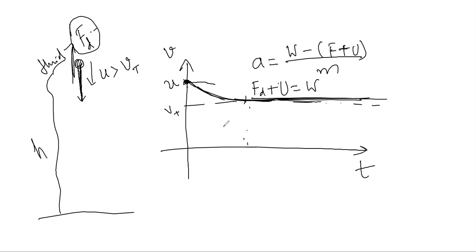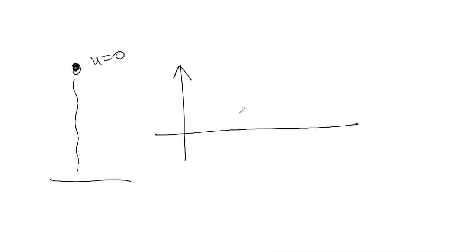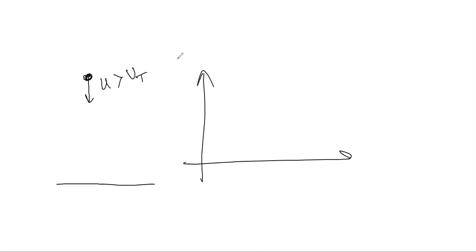Okay, so we have seen two types of graph. One is where an object is just dropped from a certain height. Then its velocity versus time graph will be like this, and ultimately it will attain the terminal velocity. Now we have seen one more graph where we have thrown the object vertically downward with some velocity greater than terminal velocity. So in this case, the graph will go like this.